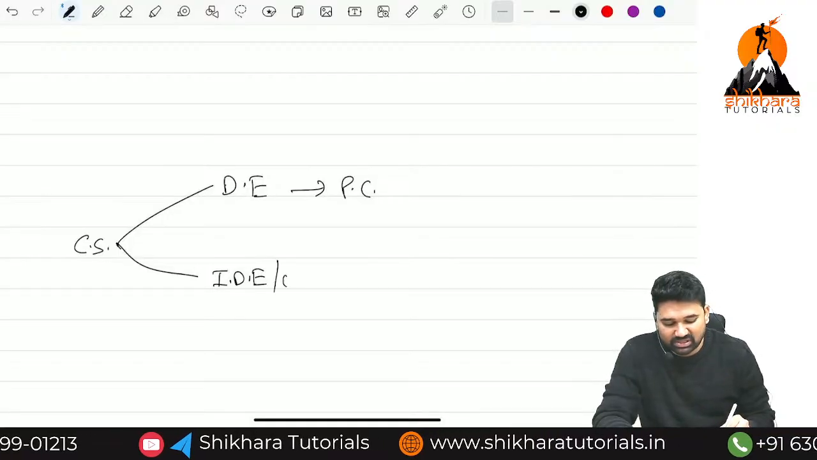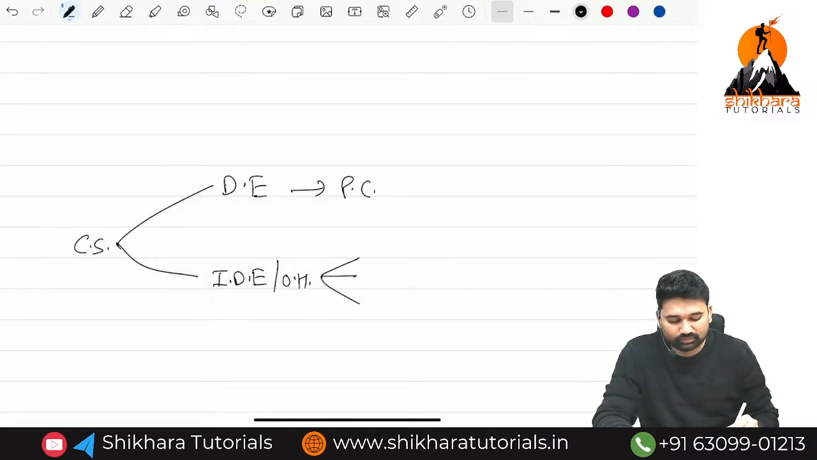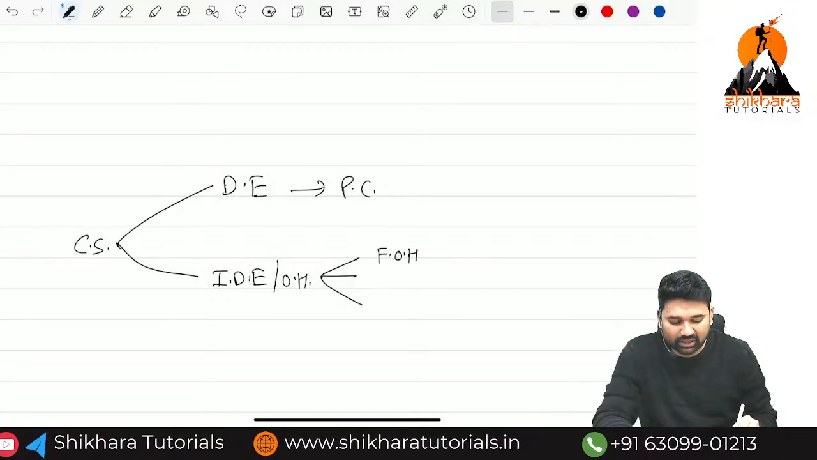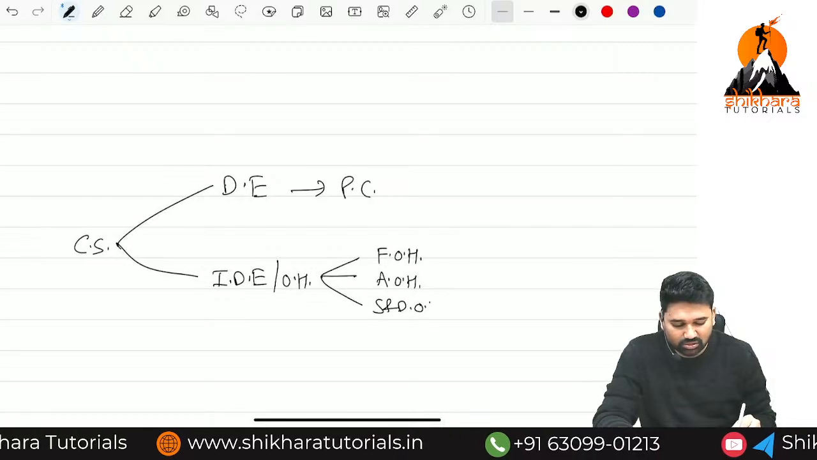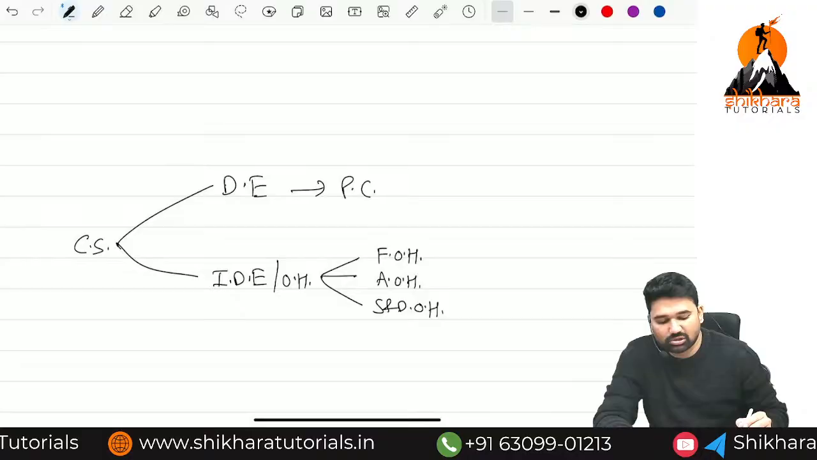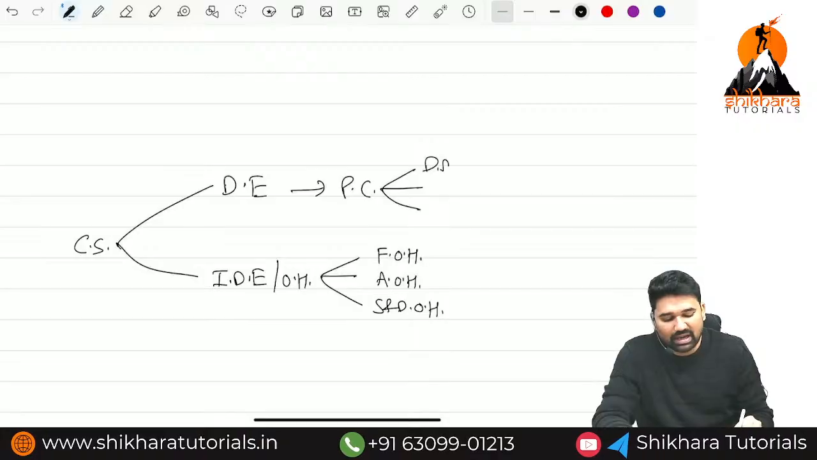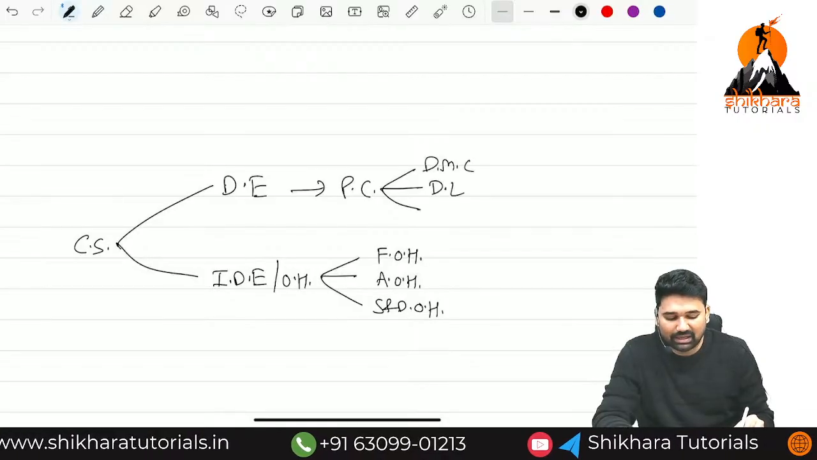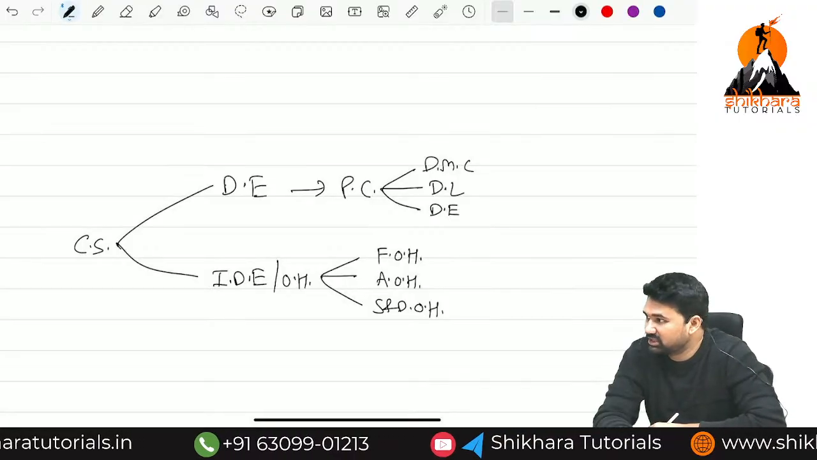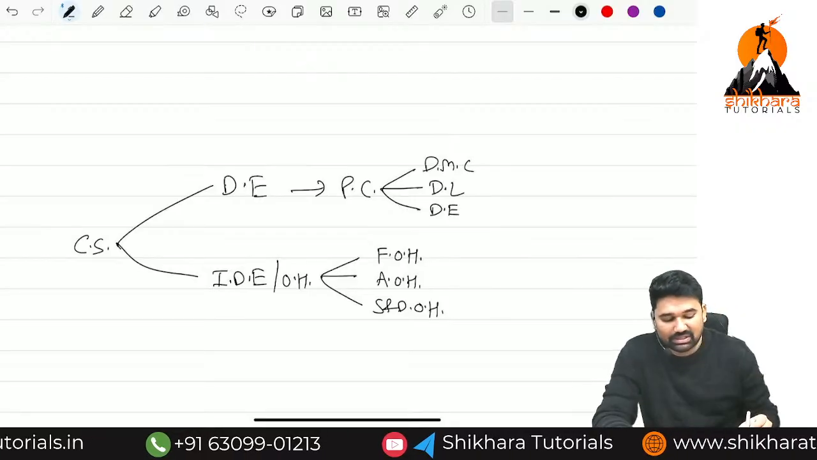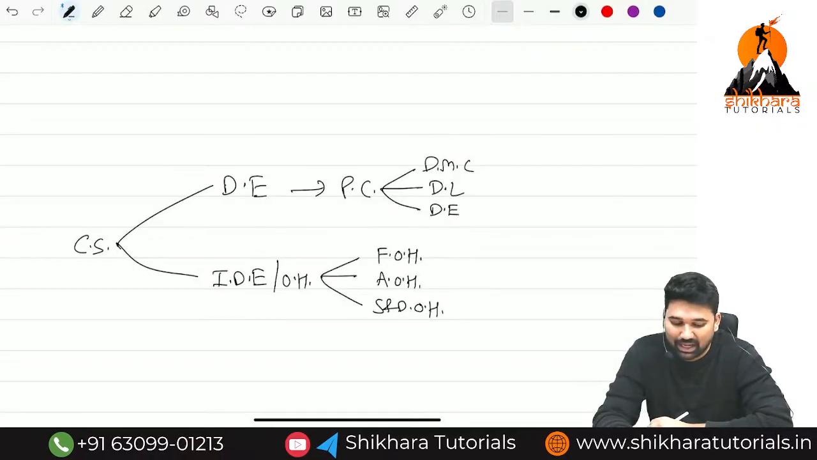But indirect expenses or overheads are of how many types? 3 types. Factory overheads, administrative overheads, and selling and distribution overheads. And prime cost also comprises 3 types of direct expenses: direct material consumed, direct labor, direct expenses. Very good. You know the cost sheet, ma?